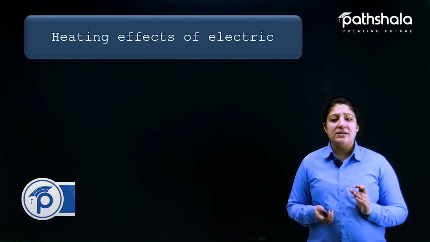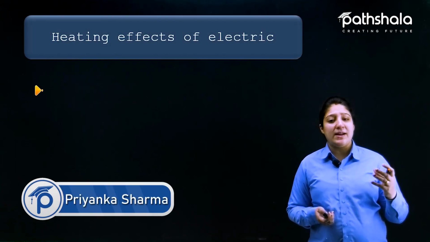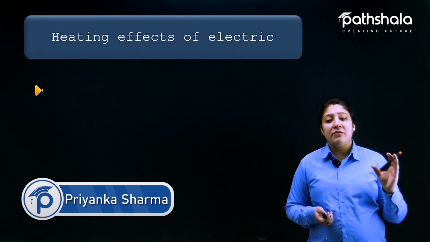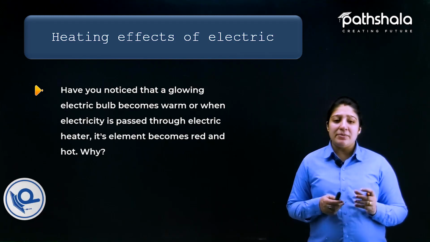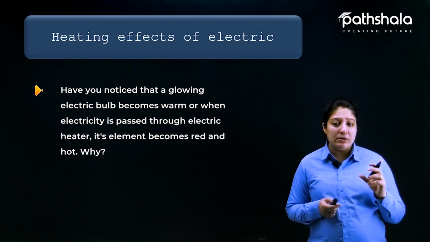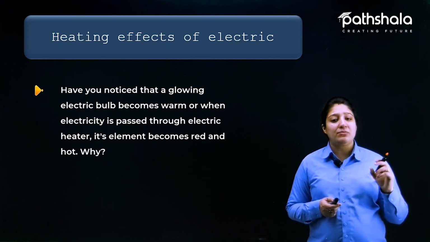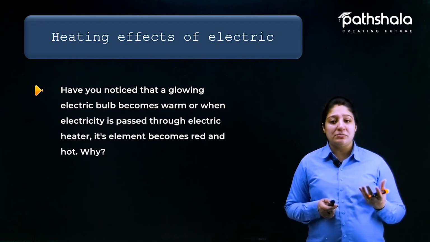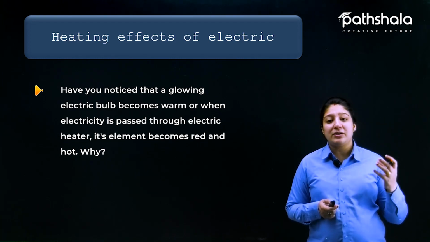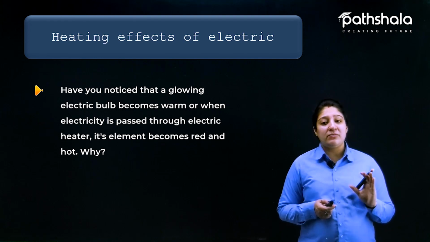Have you ever noticed, when you make a connection properly in the circuit for some appliances or an electrical bulb, what happens after some time if you take that bulb out of the connection and touch it? How do you feel? What are the different things you observe? The bulb will have become warm. So why has that bulb become warm?